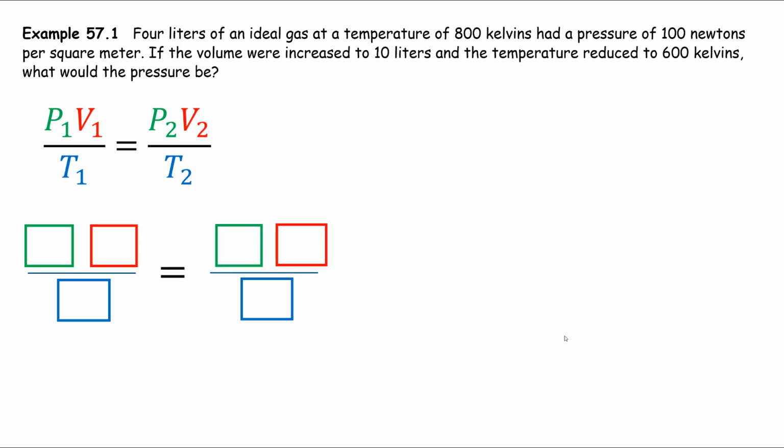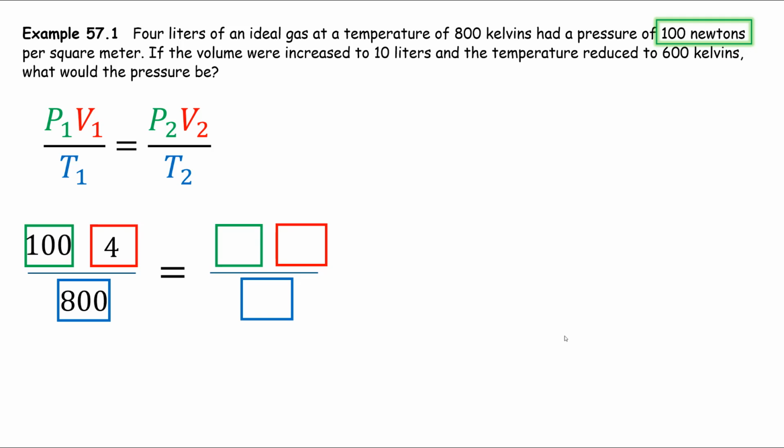So the problem tells us that there are 4 liters of an ideal gas. That's volume. So we'll put that in the red box on the left side of the equation. It says the temperature of that gas is 800 kelvin, so we're going to put that where the temperature goes. It had a pressure of 100 newtons, so we're going to put that where the pressure goes.